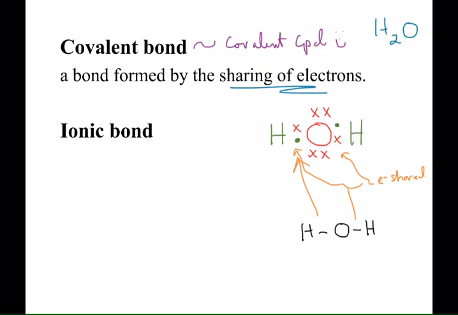So electrons are being shared. The electrons being shared create that covalent bond. Down there at the bottom, the H-O-H, those dashes represent what we call a pair of electrons that are being shared. So those are our covalent bonds. I hope that helps.